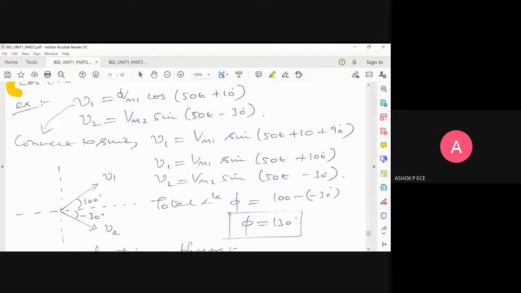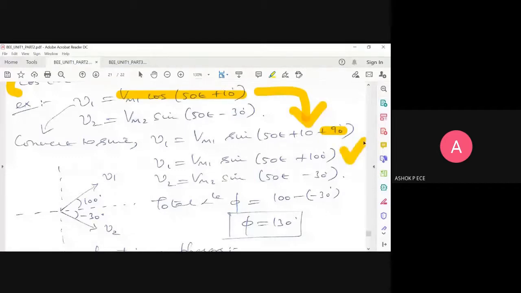So I'm going to convert this into sine. I'm going to add 90. You know sine of 90 plus theta is cos theta, correct? So if I want to convert this cos theta into sine, I'm going to add 90 to the angle. So my first expression becomes V1 equal to Vm sine 50 t plus 10. 10 is already there. I'm adding 90, so it becomes 100 now.